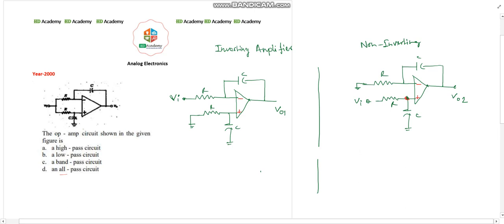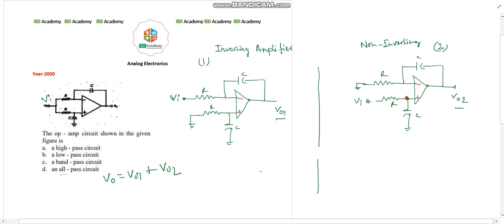So this is a kind of differential amplifier, because both the inverting and non-inverting inputs are given an input of Vi, so we can separate this into two parts: the inverting amplifier as part 1 and the non-inverting amplifier as part 2. Then the final output of this amplifier will be V0 equal to V01, the inverting amplifier output, plus V02, the non-inverting amplifier output.